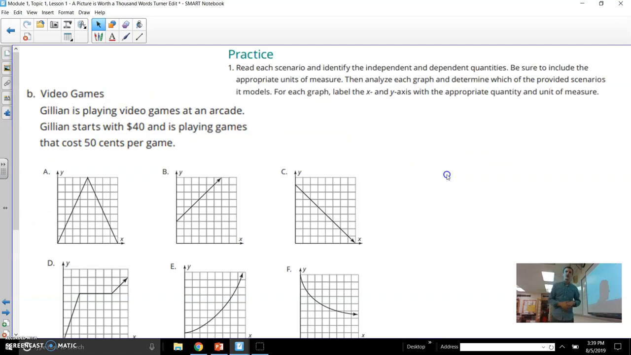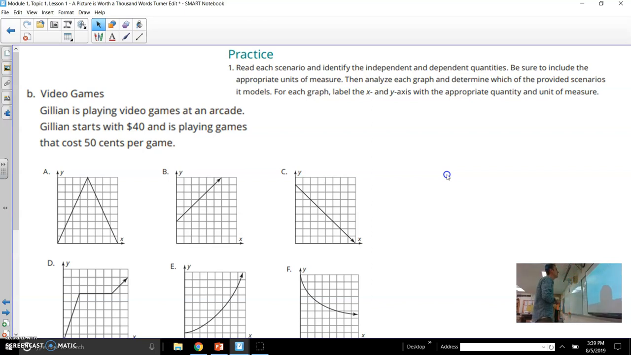Let's look at another scenario. So part B says video games is the topic. And Jillian is playing video games at an arcade. Jillian starts with $40 and is playing games that cost 50 cents per game. So we're going to have to think back at all these different scenarios and these graphs and try to see which one goes with which.